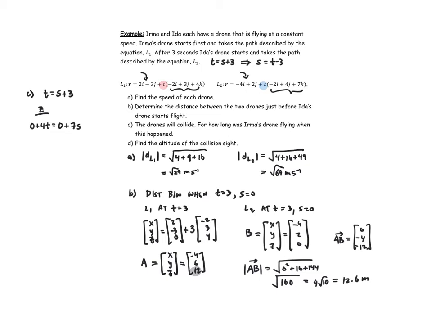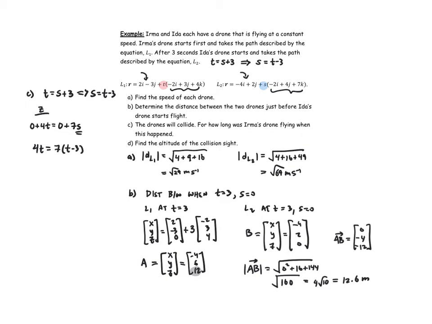Now I'm going to do a quick substitution. It asks me to find how long Irma's drone has been flying when this has happened. So I want to find t. Therefore, I'm actually going to use this form where s is equal to t minus 3, and I'm going to plug that in for s below. Okay, so I'll get 4t is equal to 7 times the quantity t minus 3.